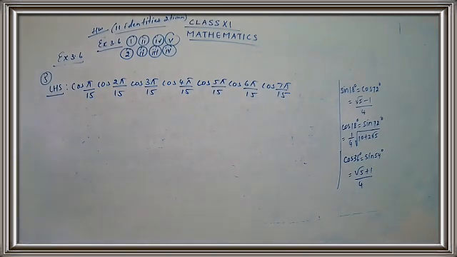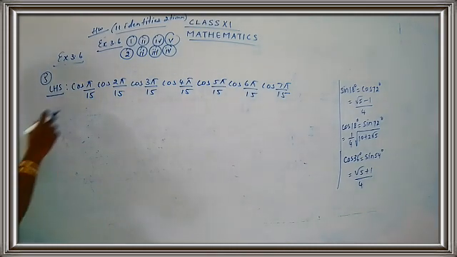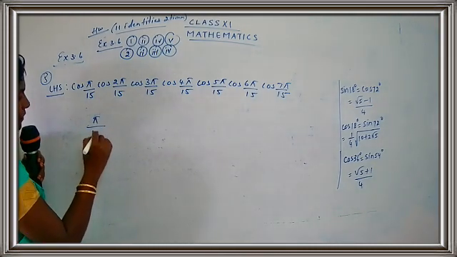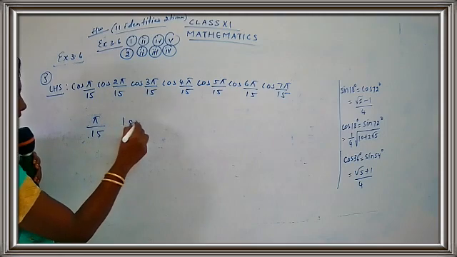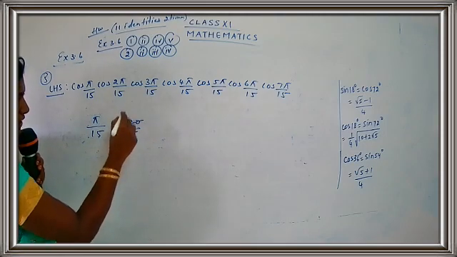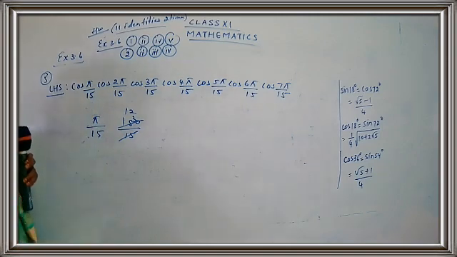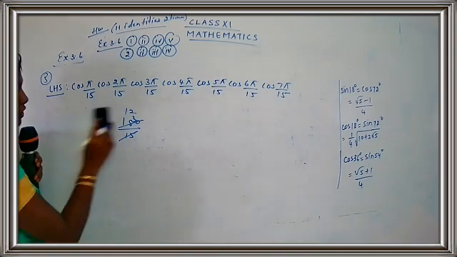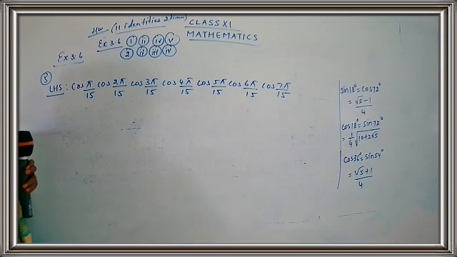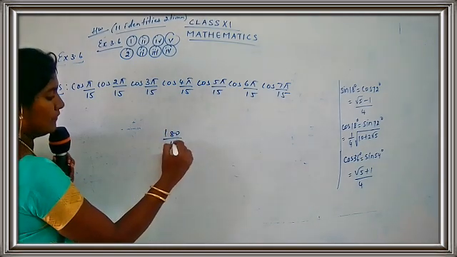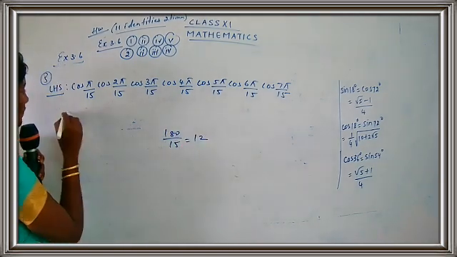Okay children, now we are just going to convert this into the form of degrees. So this is pi by 15. What is the value of pi by 15, children? It's 180 by 15. 15 ones are 15, 3 left, so 12. Cos 12 degree. In terms of degrees, what is the answer? 12. So 180 by 15, what is the value? It's 12.